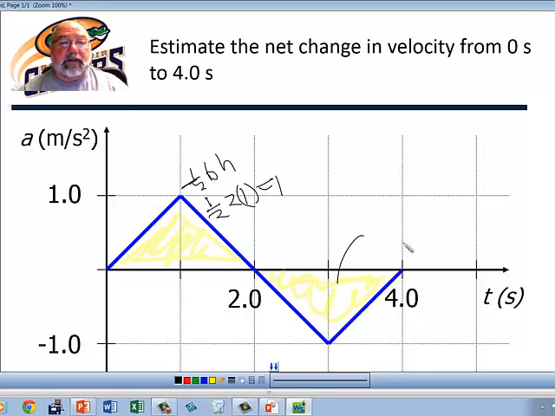And then the corresponding triangle from 2 to 4 seconds has an area of 1/2 the base, which is time, which is 2 seconds, and the height. Well, in this case, the height is -1, and that gives us an area of -1. So if we add our two areas together, we end up with a change in velocity of 0 meters per second. Okay, let's move along and see what's next.